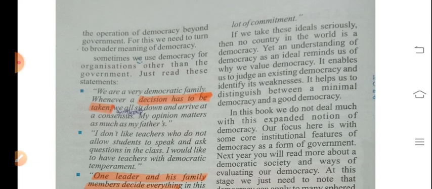If you take this ideal seriously, then no country in the world is a democracy. And an understanding of democracy as an ideal reminds us of why we value democracy. If we check all these ideals one by one, and only care whether they are being fulfilled or not, you can never say that you are part of a democracy. No country will be perfect in the matter of democracy. At that time, you have to avoid some things like this.